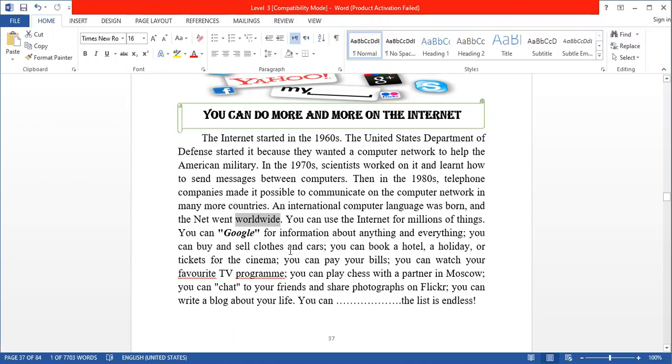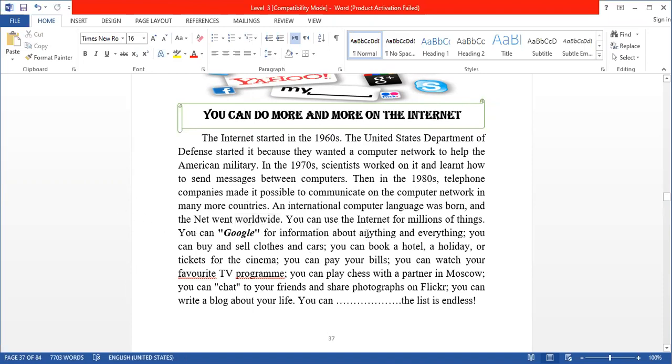Okay, I'm going to read it to us to answer the questions. The internet started in the 1960s. The United States Department of Defense started it because they wanted a computer network to help the American military. In the 1970s, scientists worked on it and learned how to send messages between computers. Then in the 1980s, telephone companies made it possible to communicate on the computer network in many more countries. An international computer language was born and the net went worldwide.